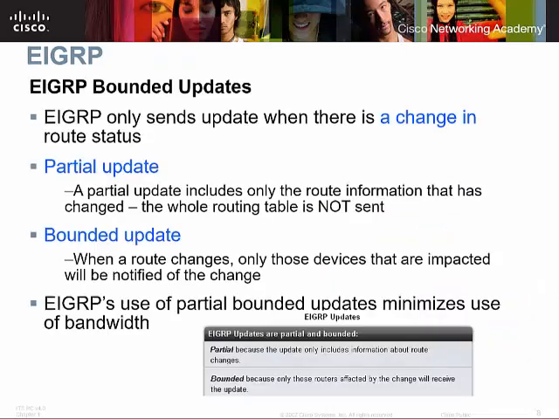EIGRP also uses something called bounded updates, which means after the initial propagation of routing information, it only sends an update when there's a change. So if a line goes down, or if another piece of the network becomes available, it only sends it to those routers that care about it. Compare this to RIP, which every 15 seconds broadcasts its entire routing table to anyone who's going to listen. EIGRP significantly saves on bandwidth by only talking to its direct neighbors, only sending updates when there's a change, and then only sending it to those neighbors who actually care about the change.